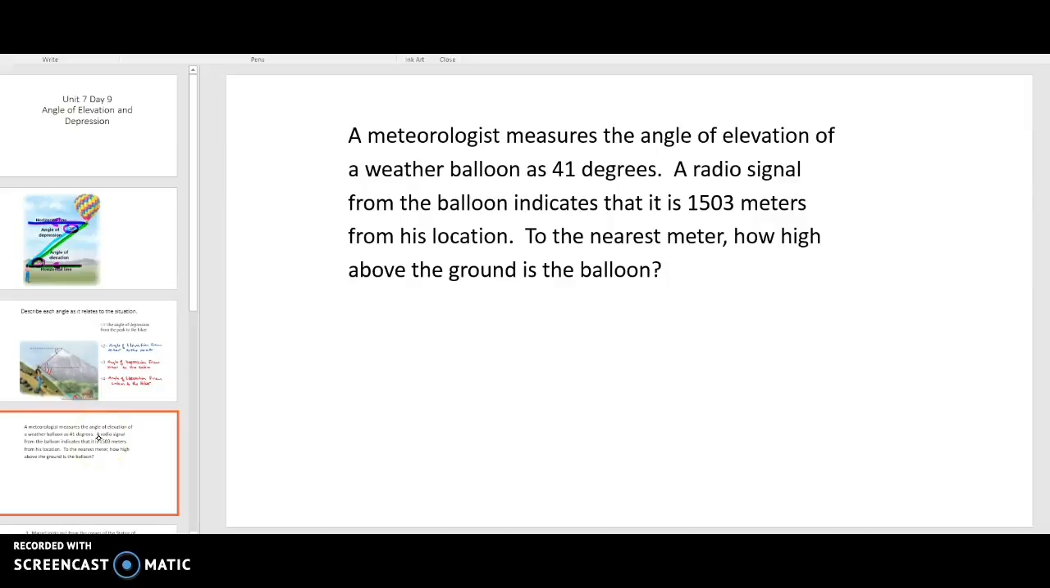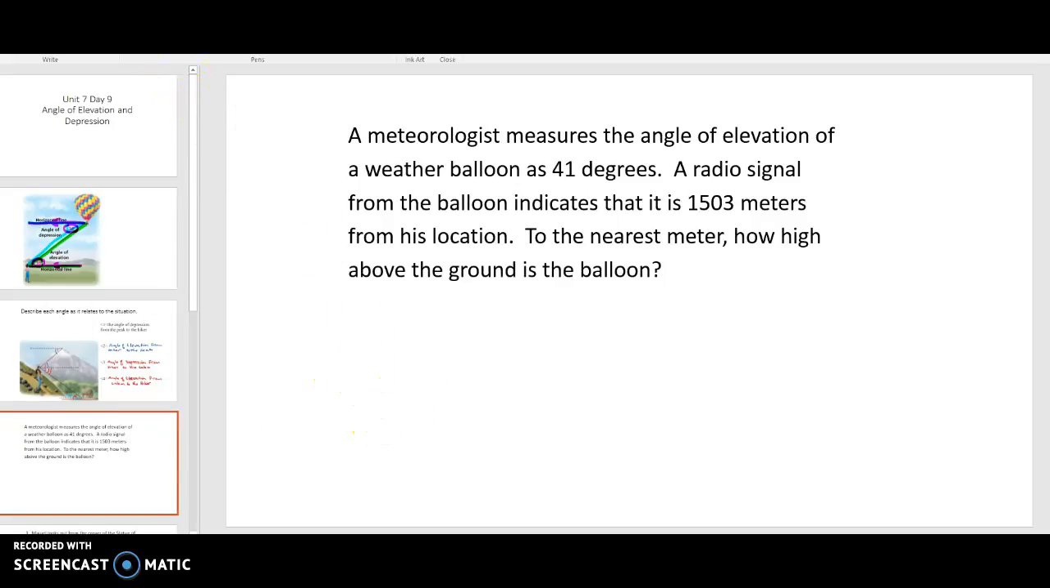So let's look at a couple of examples here. A meteorologist measures the angle of elevation of a weather balloon as 41 degrees. A radio signal from the balloon indicates that it is 1,503 meters from his location. To the nearest meter, how high above the ground is the balloon?